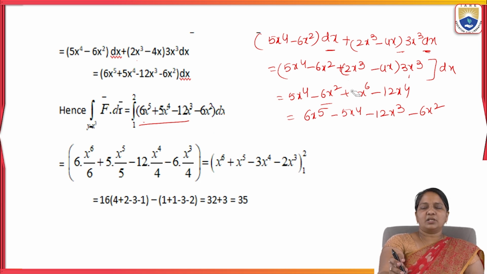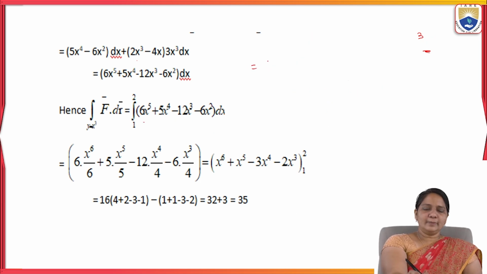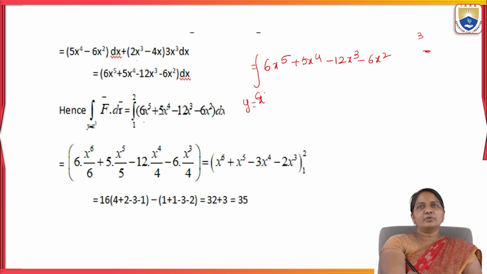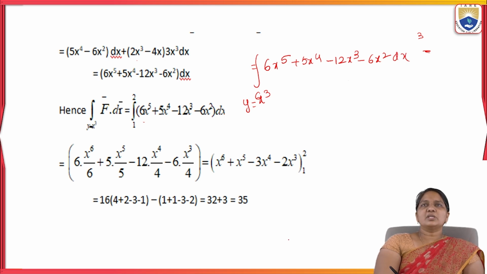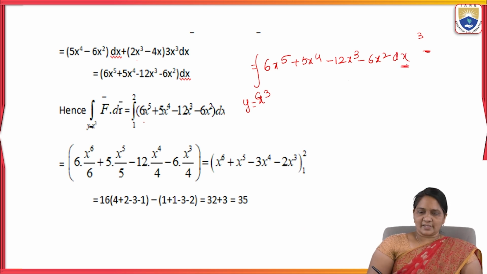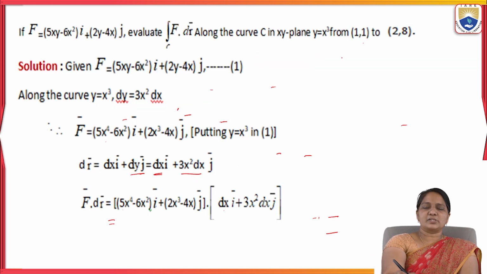So now we are doing the integration. Integral of 6x power 5 plus 5x power 4 minus 12x cube minus 6x square. This integral is over curve C. That curve is y equal to x cube, into dx. So what are the x limits? First of all, what are the given points? Given points are (1, 1) to (2, 8). Here these are the x and these are the y, and this is the x and this is the y.